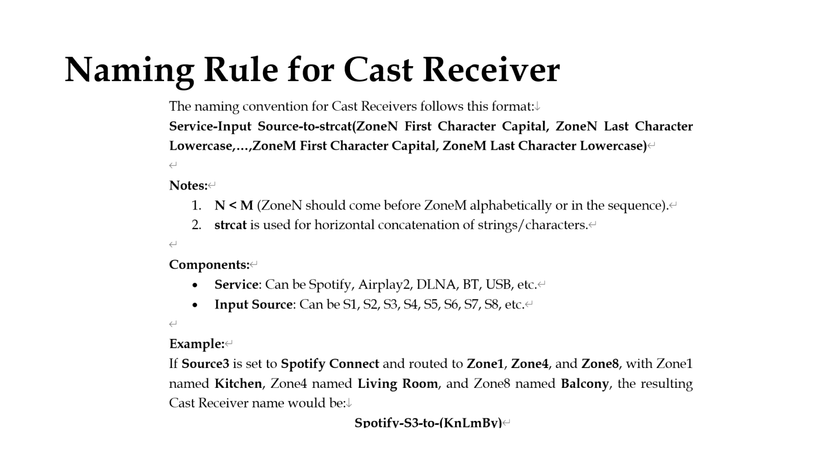Example: if source 3 is set to Spotify Connect and routed to Zone 1, Zone 4, and Zone 8, with Zone 1 named kitchen, Zone 4 named living room, and Zone 8 named balcony, the resulting cast receiver name would be Spotify S3 to KNLMby.